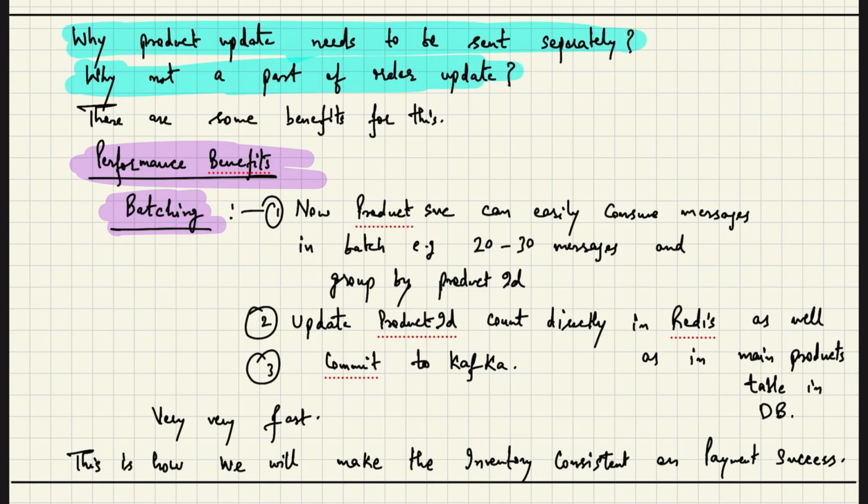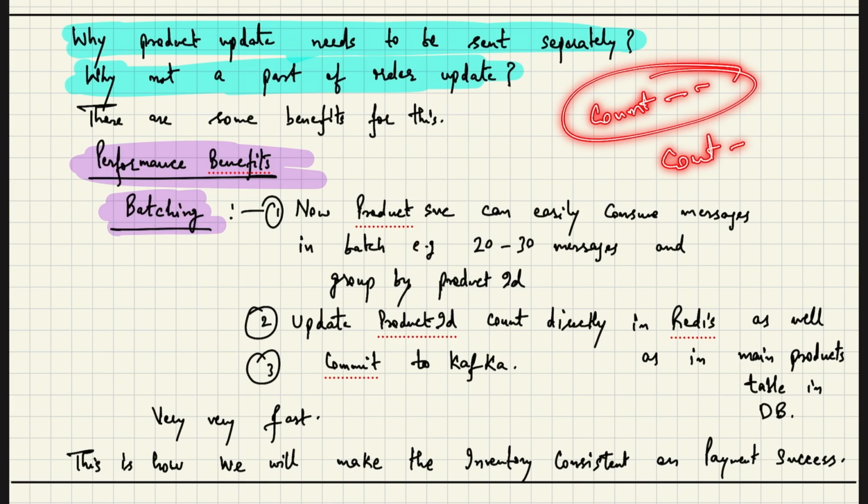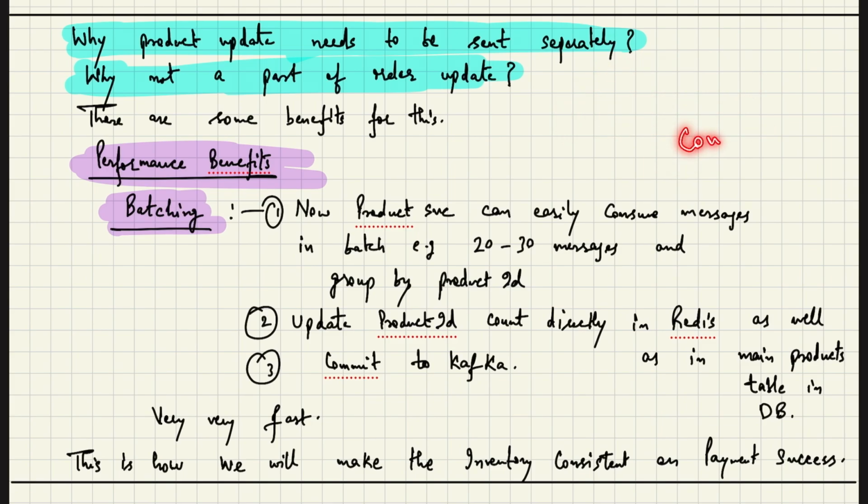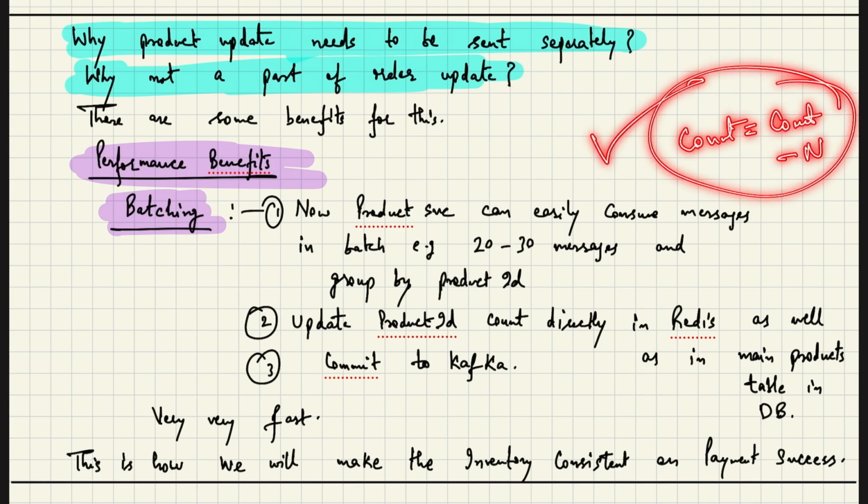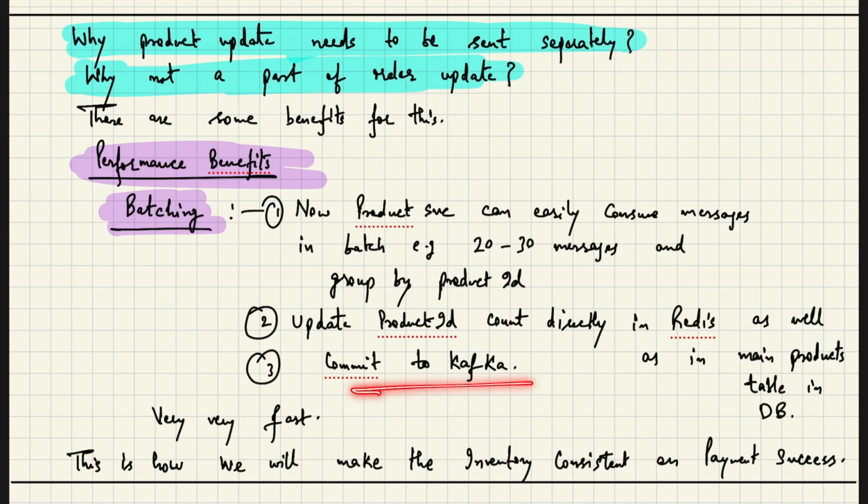So the product service can easily batch all those messages and update the count directly in Redis, and also in the main products table in the actual database. So it is lightning fast. We are not doing count minus minus anymore. We are just doing count equals count minus n. This is the benefit we get from this approach, and that is why we are choosing this way. And finally, we will commit to Kafka.